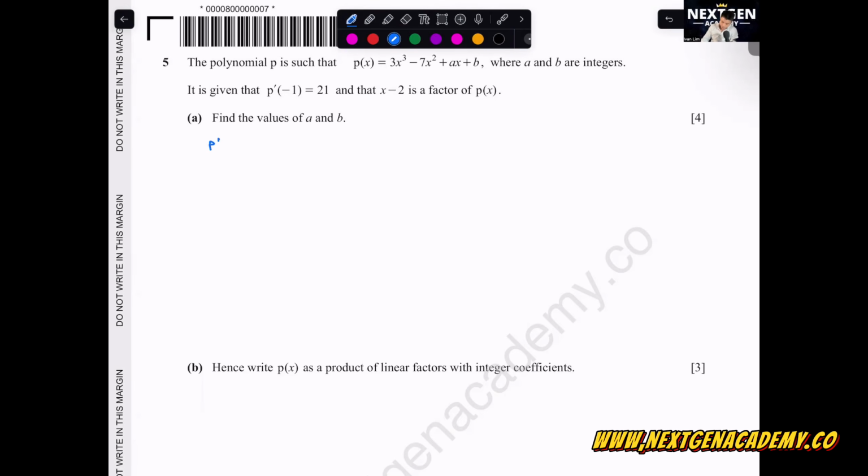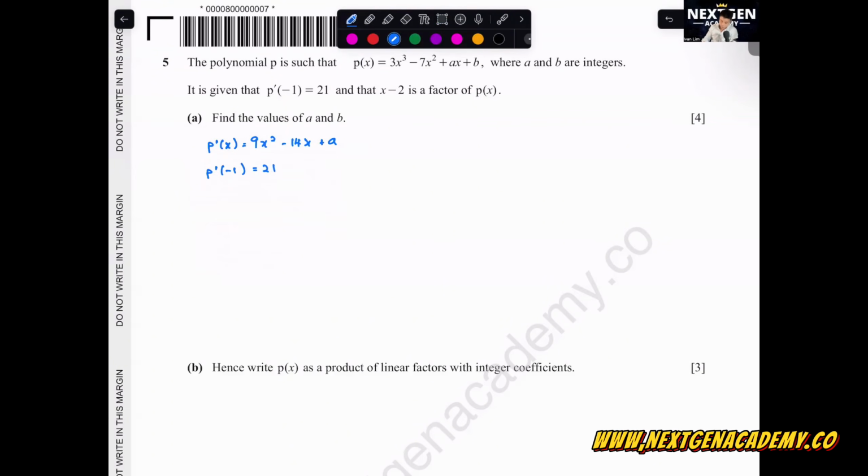Okay, so we got p prime of -1 is equal to 21. Maybe we use this later on. We find what p prime x is first. P prime x means you're going to differentiate it once, like your dy over dx. So here we get 9x squared minus 14x plus a. Why we use this is because you have one unknown only, which is a. So that's why you have to solve this first.